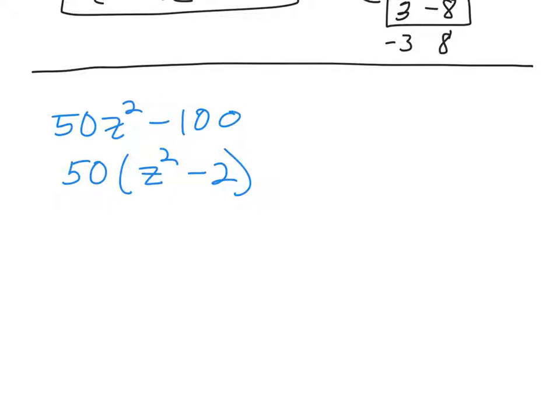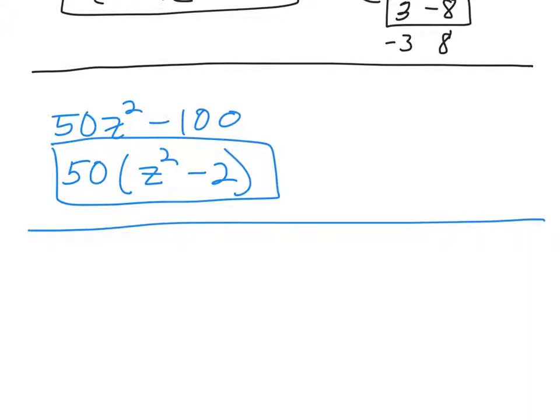Well, z squared is certainly a square, but 2 is not a square number, so it's not the difference of squares. The next thing we check for is, is it the sum or difference of cubes? Well, z is not being cubed, and 2 is not a cube number either, so therefore it's not the sum or difference of cubes, so therefore this is all we can do with it. Just factor out the 50, and that's it.